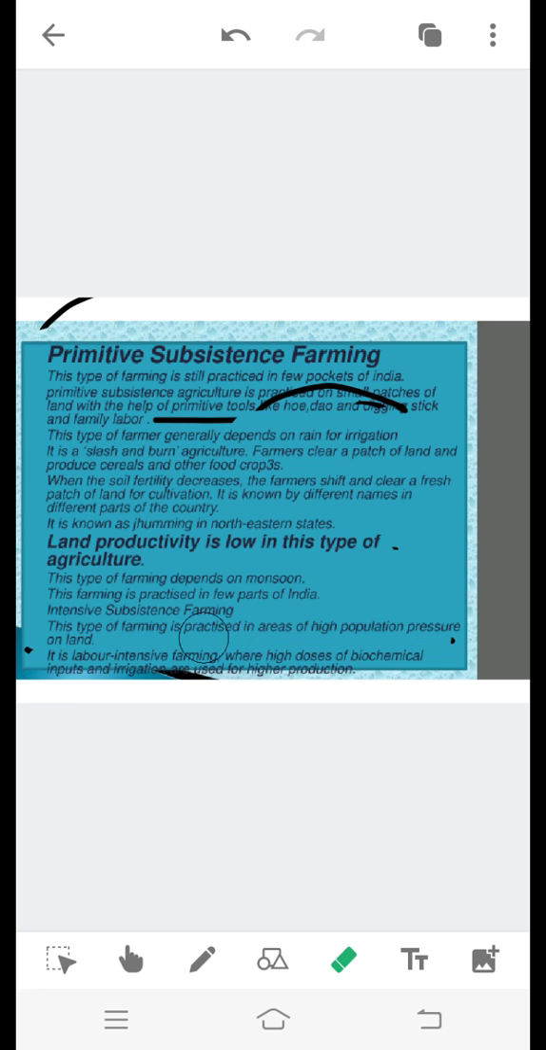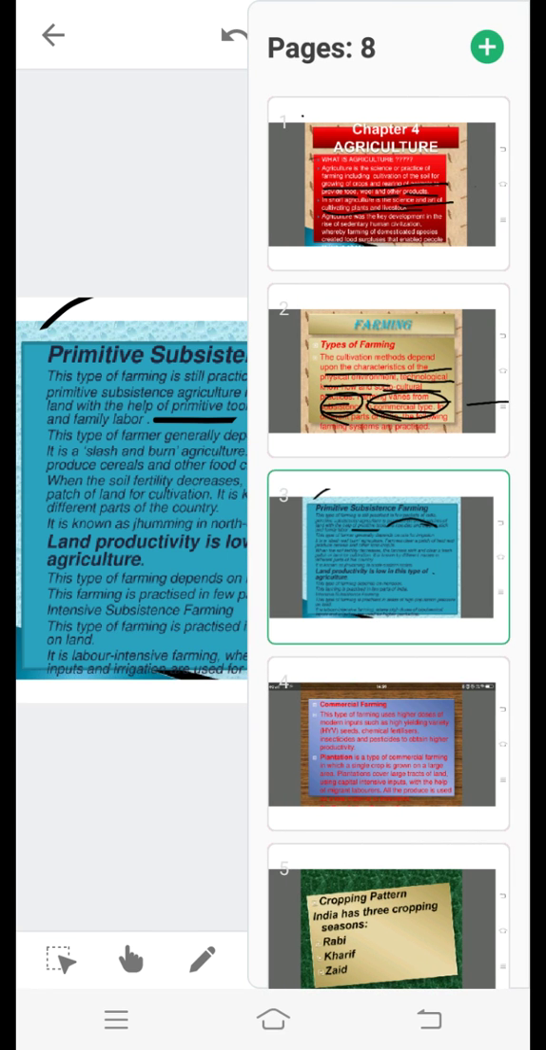Next point: it is labor intensive farming where high doses of biochemical inputs and irrigation are used for higher production. I hope it is clear. Now, what can be the causes of intensive farming? The causes can be growing population and right to inheritance, where all the members own the same land, so they have the right on that land. I hope you're clear with this.